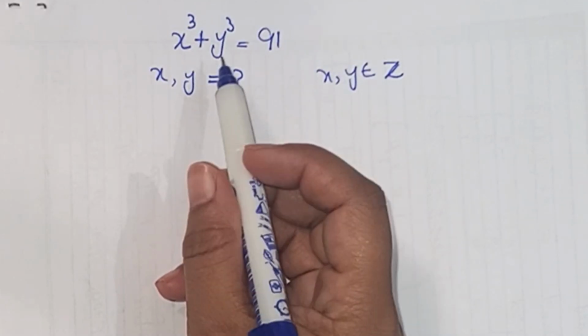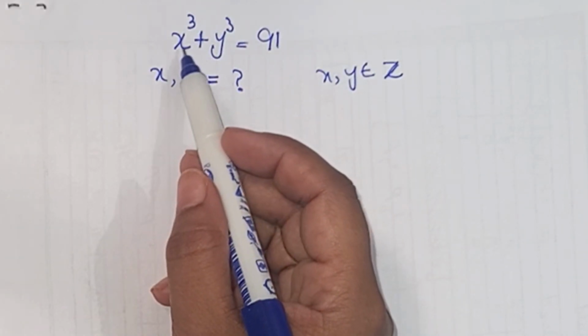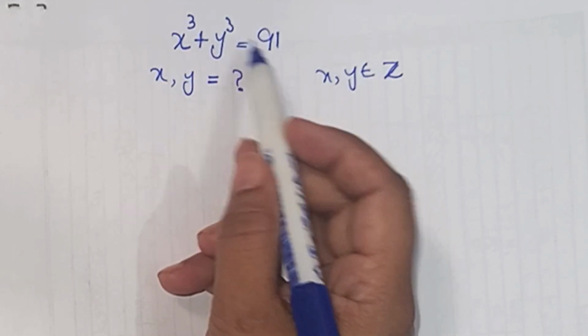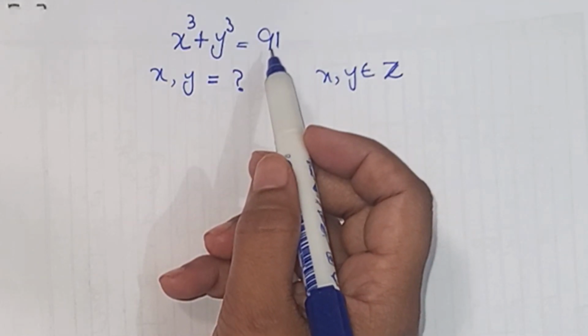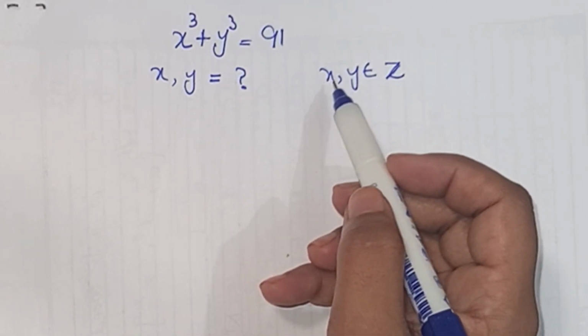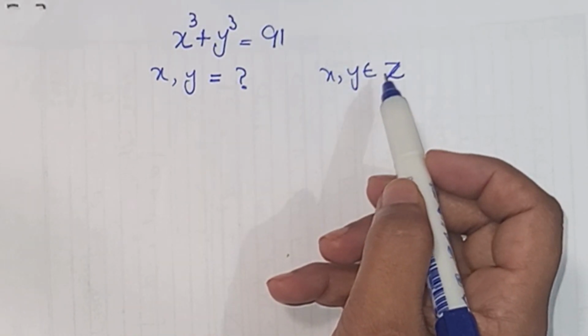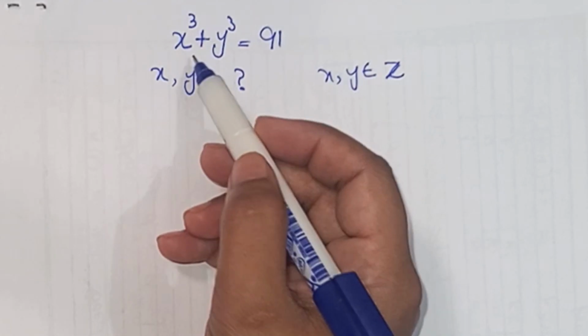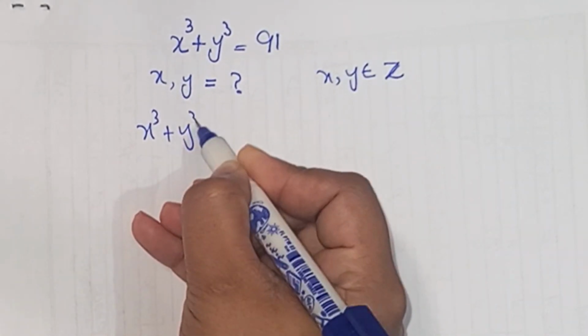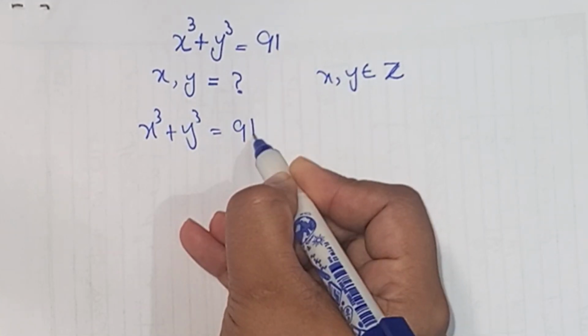Hello, good day everyone. Let's try to solve this question. The question is: x cube plus y cube is equal to 91. Then what is the value of x and y? In our question it's given that x and y belong to integers. So let's start. The given information is x cube plus y cube is equal to 91.